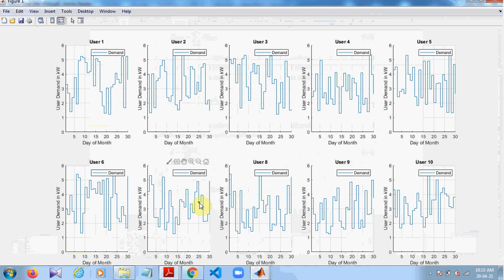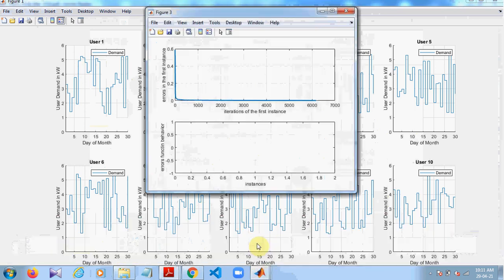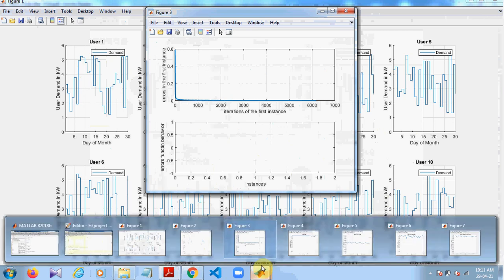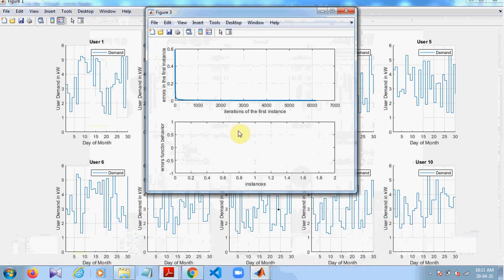We'll see the graphs for the project. Figure number 1 shows user demand. We have taken 10 users. It is showing demand for a total of 30 days in kW. Every day the demand varies, so we are taking this demand as an input. Afterwards, we give all the demand to the function. It calculates the optimal selling price, and afterwards gives this selling price to the neural network. The neural network is printing this graph.